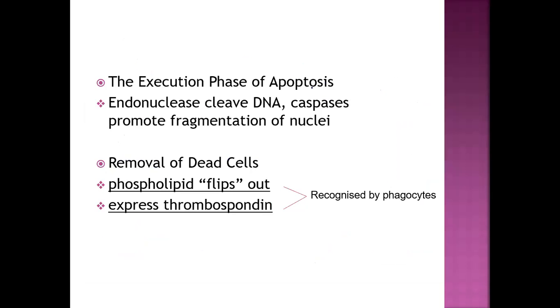The executional phase of apoptosis: endonuclease clips DNA, and caspase promotes fragmentation of nuclei. Now, removal of dead cells. After the initiation phase and execution phase are both completed, the apoptosis progresses to the removal of the dead cells. Suppose this is a normal cell, and this undergoes bleb formation, and it gives signals called eat-me signals. Now it is ready for phagocytosis. This is helped by signals such as phosphatidylserine and thrombospondin.